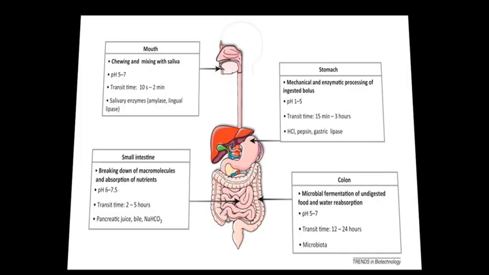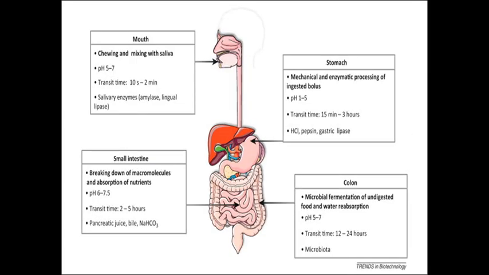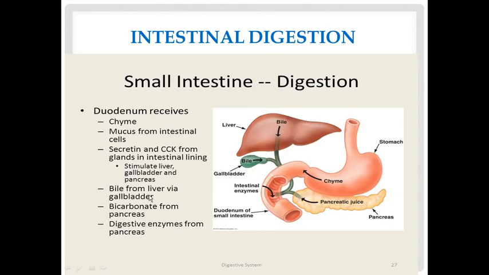Let's start our lesson now. As you know, this is the diagram of the digestive system. Here we finished the mouth, the stomach, and then we're going to do the small intestine today. This is the small intestine, and we have very important organs here: the liver, and this is the bile duct.